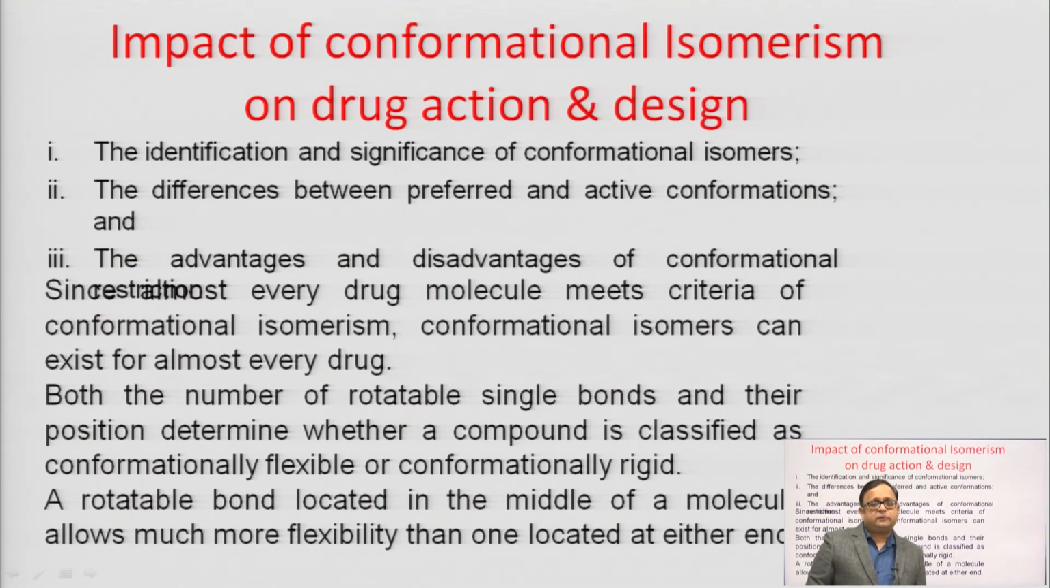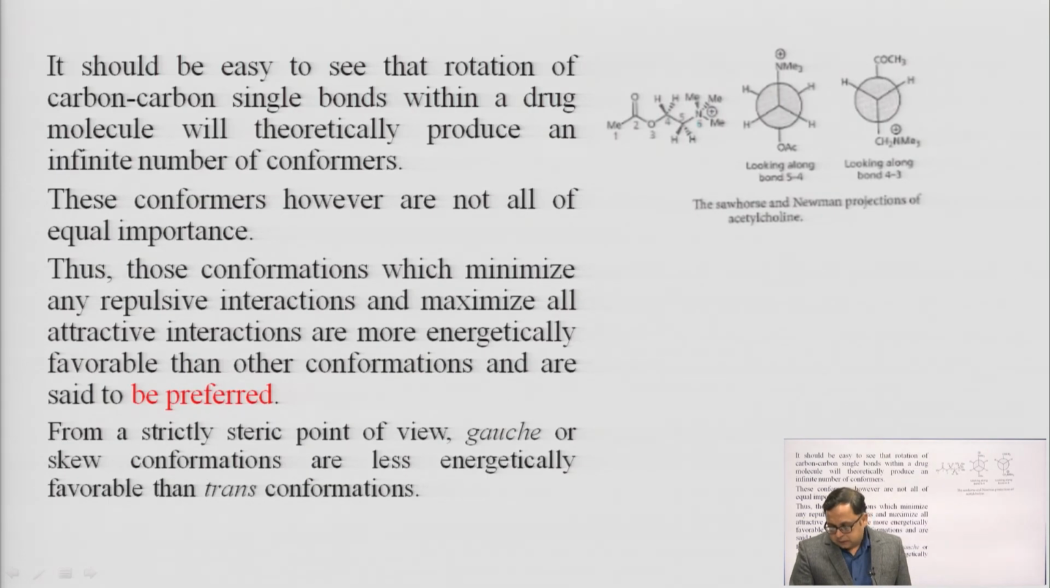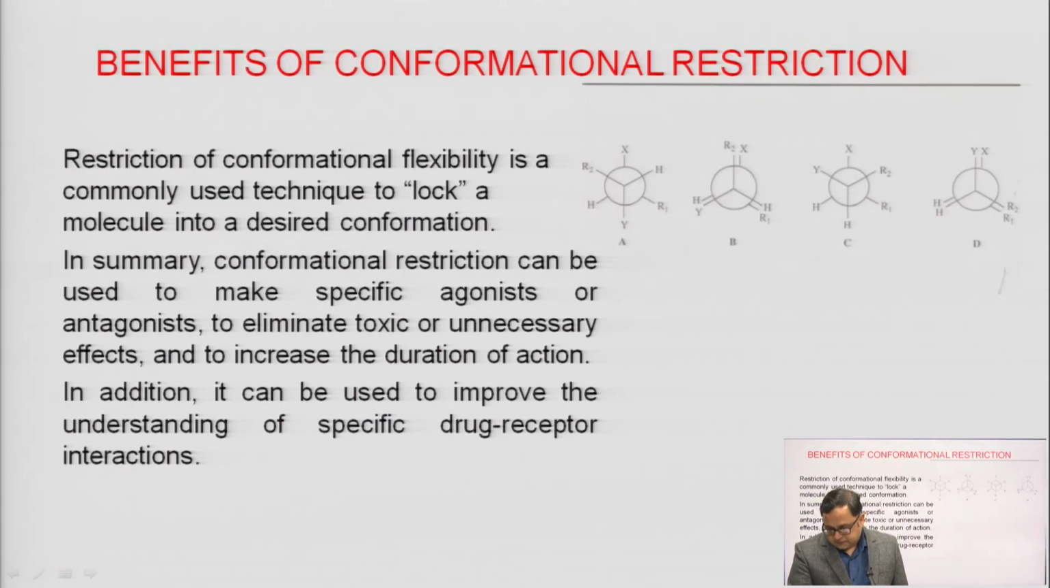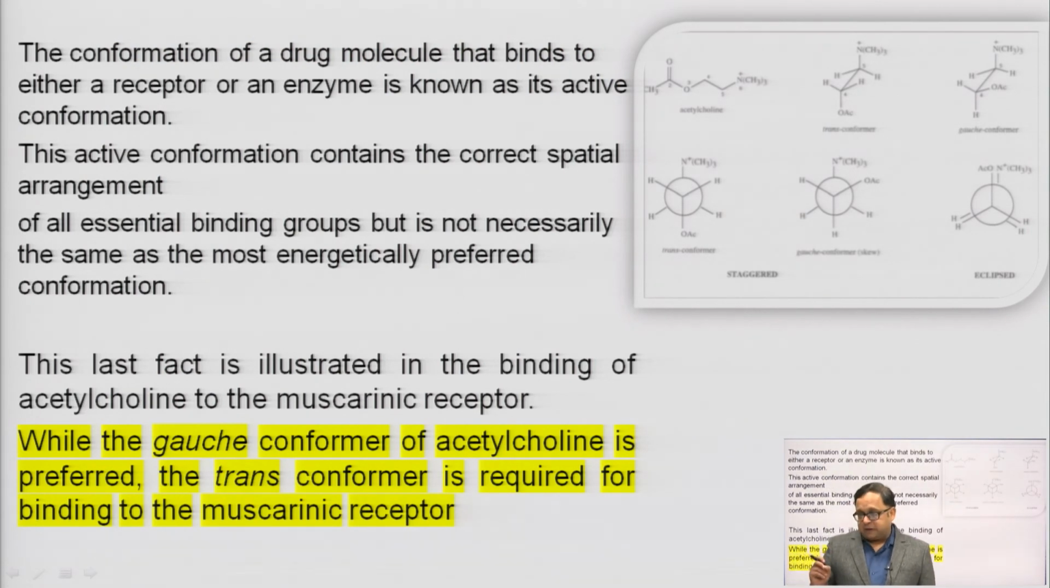Now, how do these conformational isomers have an impact? They impact drug stability and drug binding to the receptor. Here there are two terms: the active conformation and the preferred conformation. So, we must understand active conformation and preferred conformation.